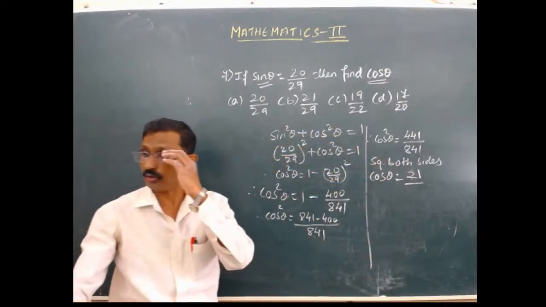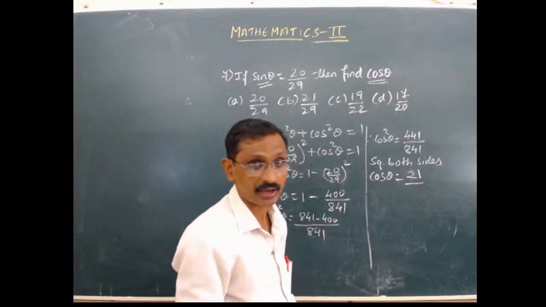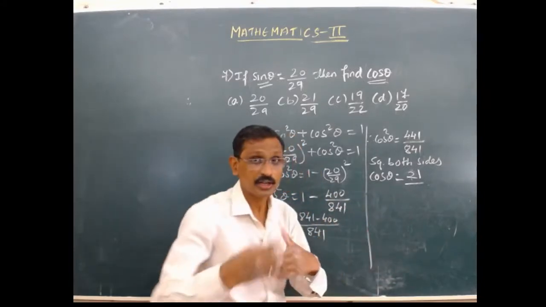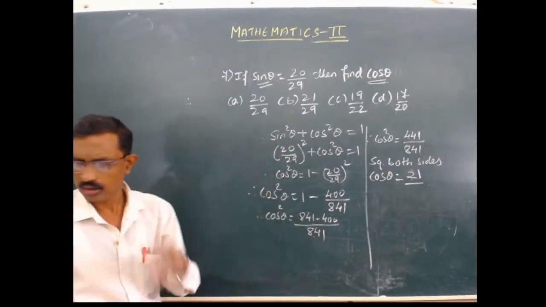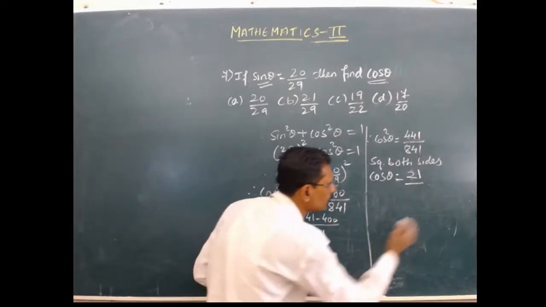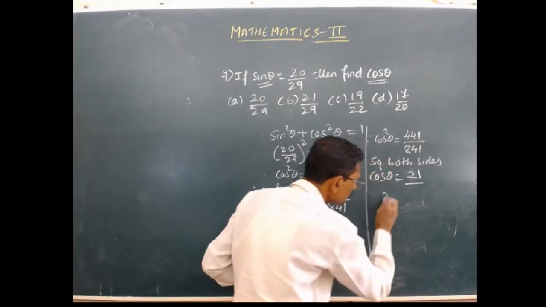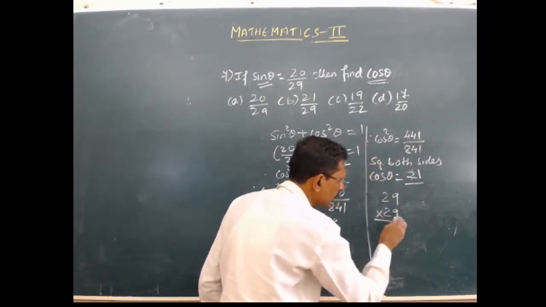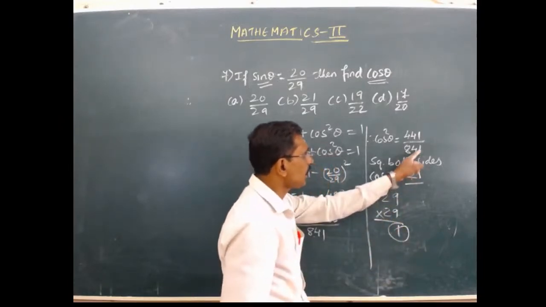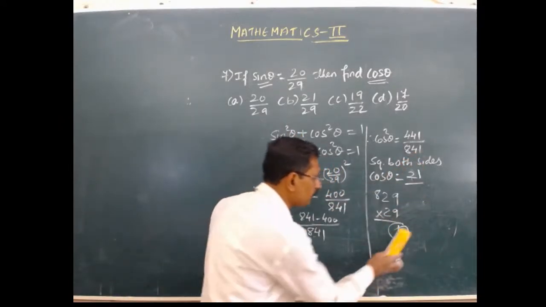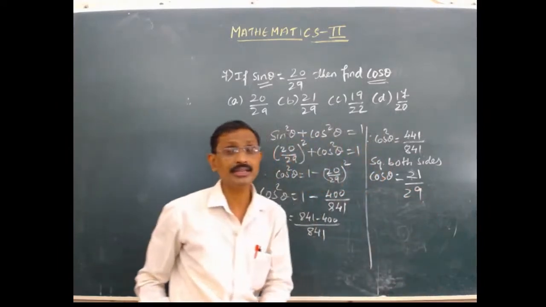Now for 841, we got 625 with 25, and 30 into 30 will give me more. Let's try some other number less than 30. I want 1 in the unit place. 29 into 29. 9 nines are 81. See, I've got 1 in the unit place. I require 1 over here. That means I have got 21 upon 29.